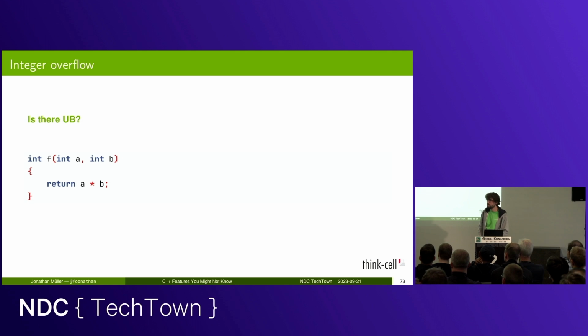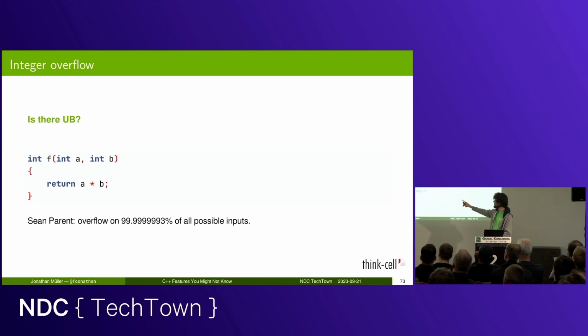What about multiplication? Yeah, same thing. And Sean Parent actually calculated it. And there's overflow on 99.99993% of all possible inputs you can give to the function. Because there are not that many ints that multiplied still fit in an int. So essentially, this function basically always does UB, right? If you give it just something, it will be UB, which makes it easier to do analysis.